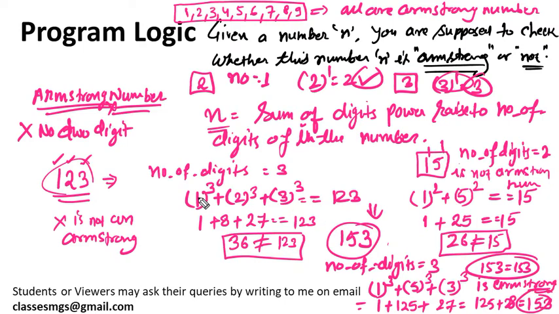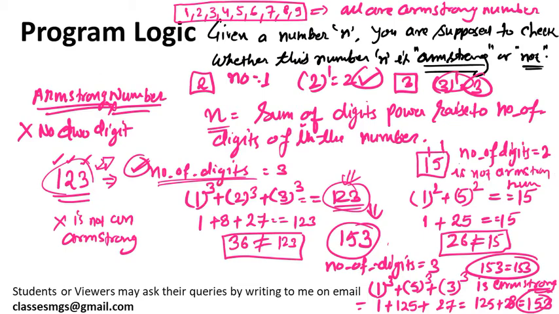What do you need to do to calculate the Armstrong number? The first step is to find out the number of digits in the number. Then you raise each digit to the power of the number of digits, calculate it and add it up, and if you get the number itself again, that means this number is Armstrong. Otherwise, you will say this number is not an Armstrong number.